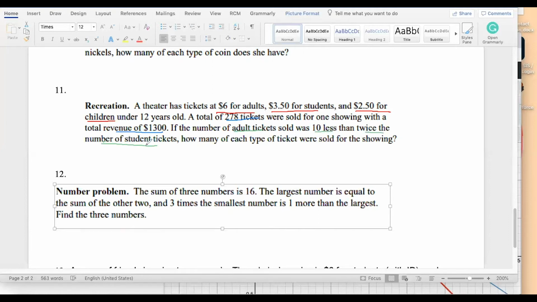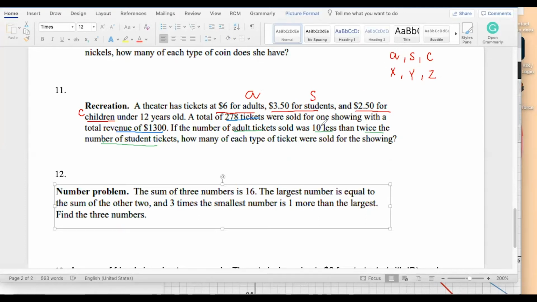What are the variables we're dealing with this time? I'll bridge to the first lesson with A for adults, S for students, and C for children. But since we're using Desmos, we're going to replace A with X, S with Y, and C with Z.